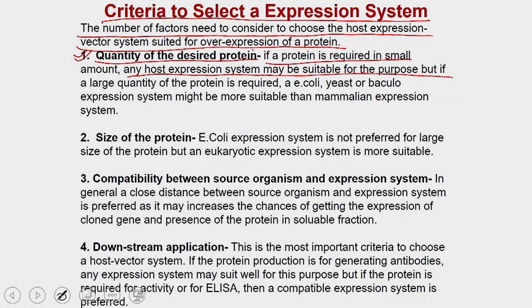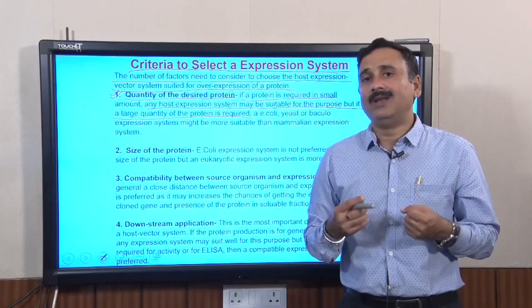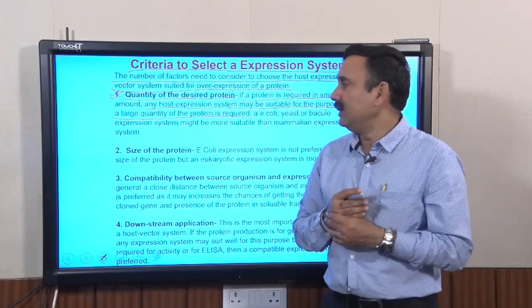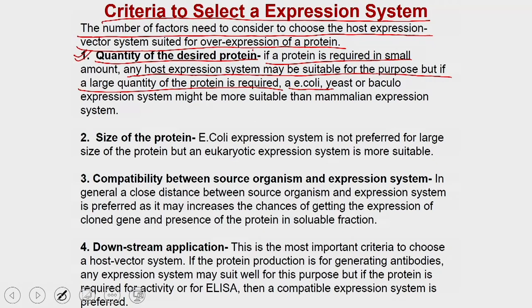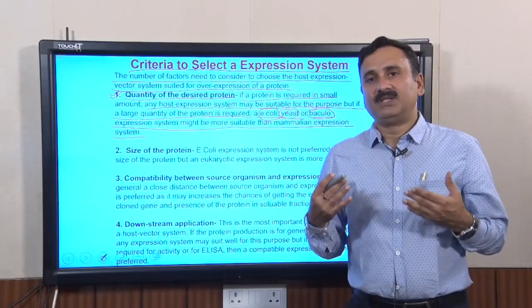But if the protein is required in a large quantity, such as we have just discussed, suppose you need a protein to develop a health drink, or you want the protein at the gram level, then in those cases you have to use E. coli, yeast, or the baculovirus expression system, which will be more suitable compared to the mammalian expression system, simply because E. coli, yeast, or the baculo expression systems are easy to manipulate. These systems are cheap to grow.